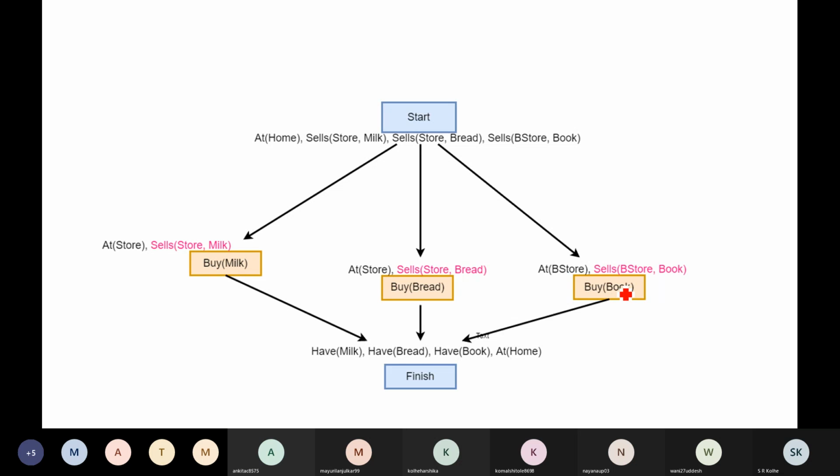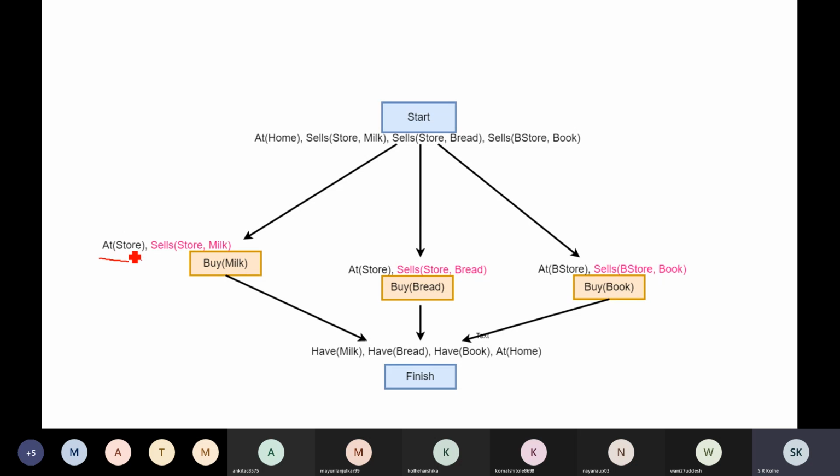Yes, sir. Now what to do? What is the problem? Robot is at home, but we want it should be at store. So how to satisfy precondition of buy milk, which is at store?